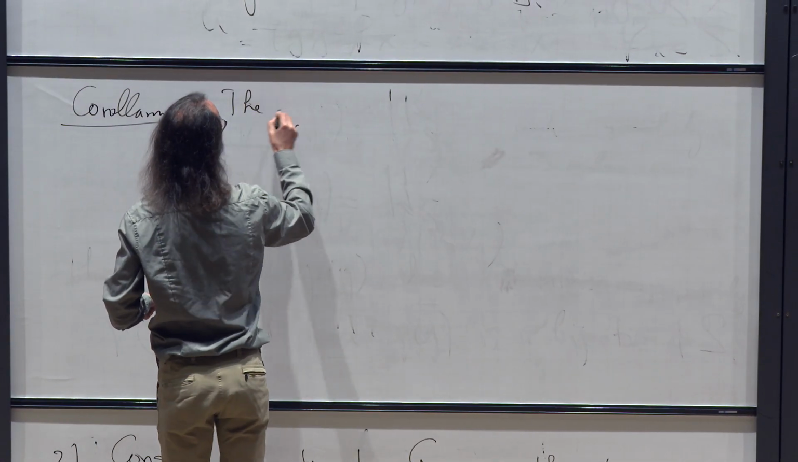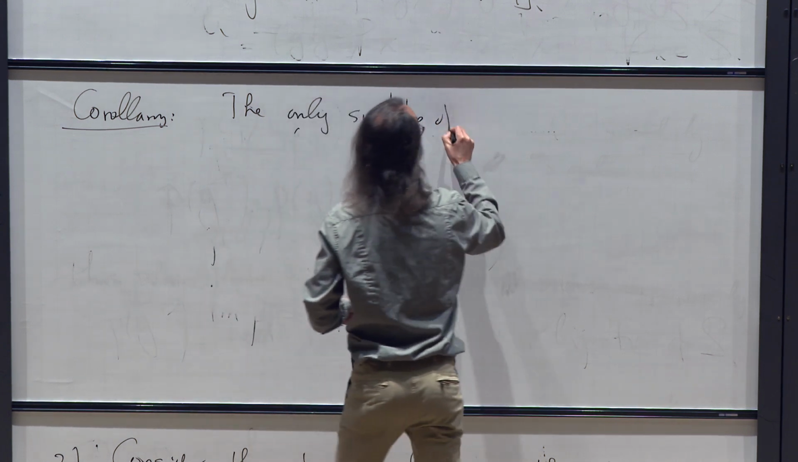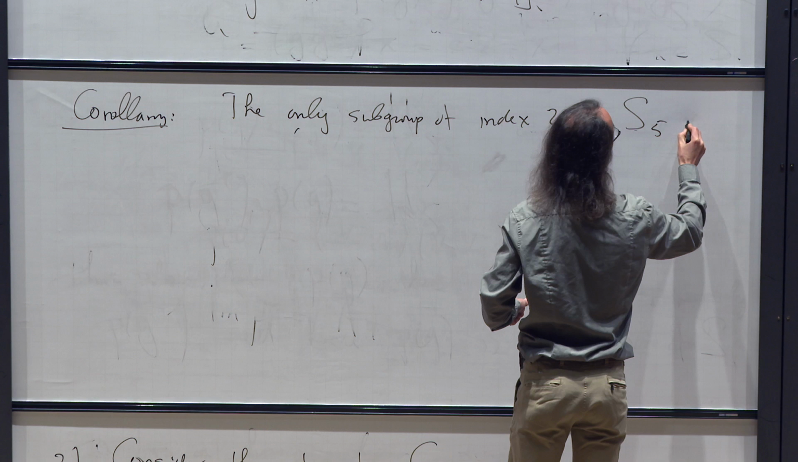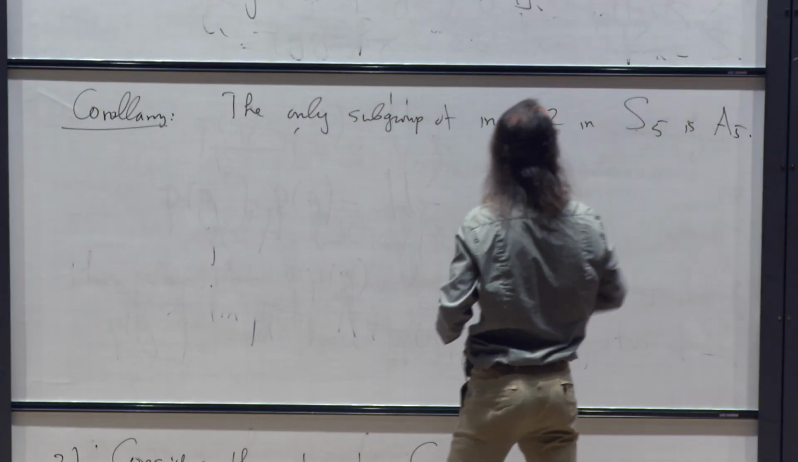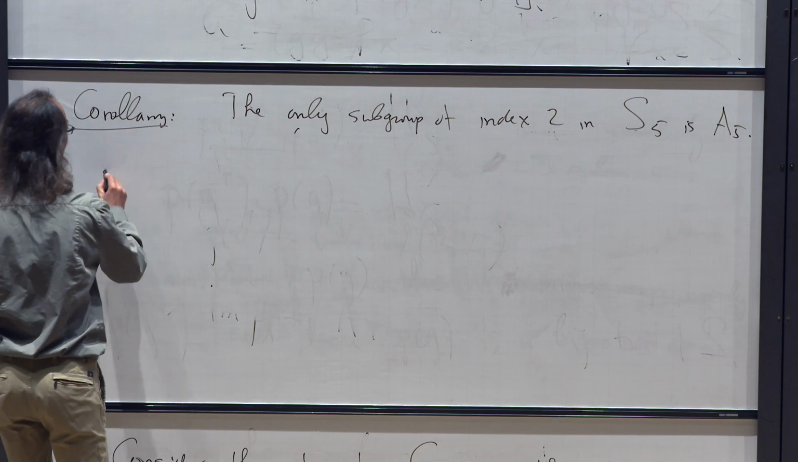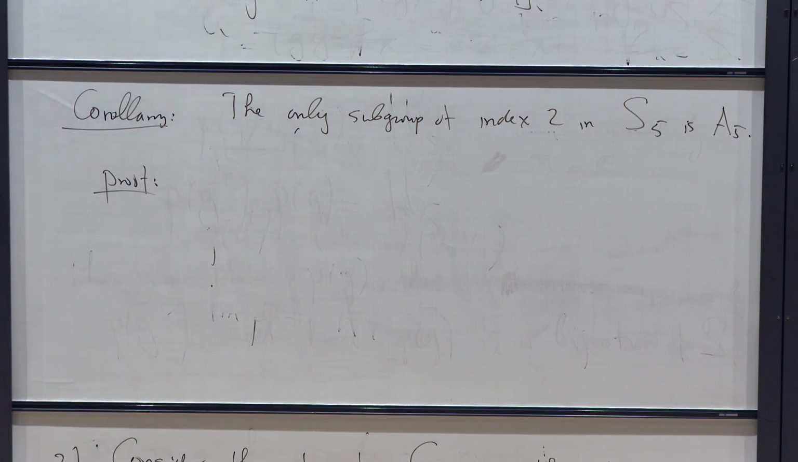As a corollary, I'll just quickly spell something out. The only subgroup of index 2 in S5 is A5. Okay? And the proof is that every even permutation is a square of something.